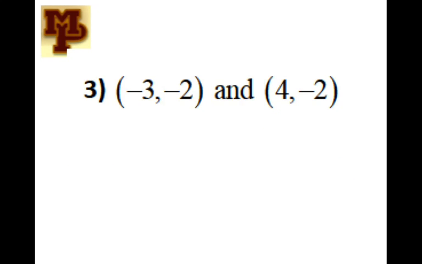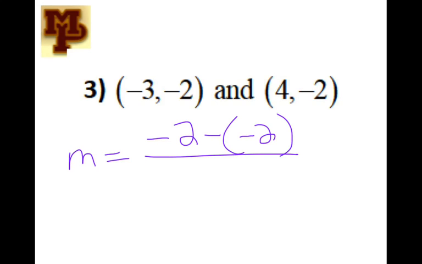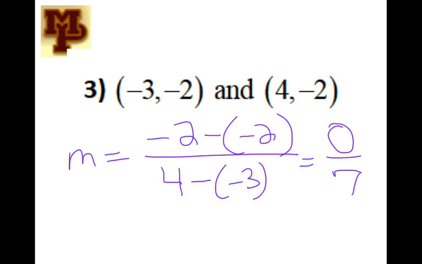Third one, same thing. We're going to subtract the y's on top, so negative 2 minus a negative 2, and 4 minus a negative 3. So that would be 0 over 7. Anytime we have 0 over a number, we're going to say the answer is 0.